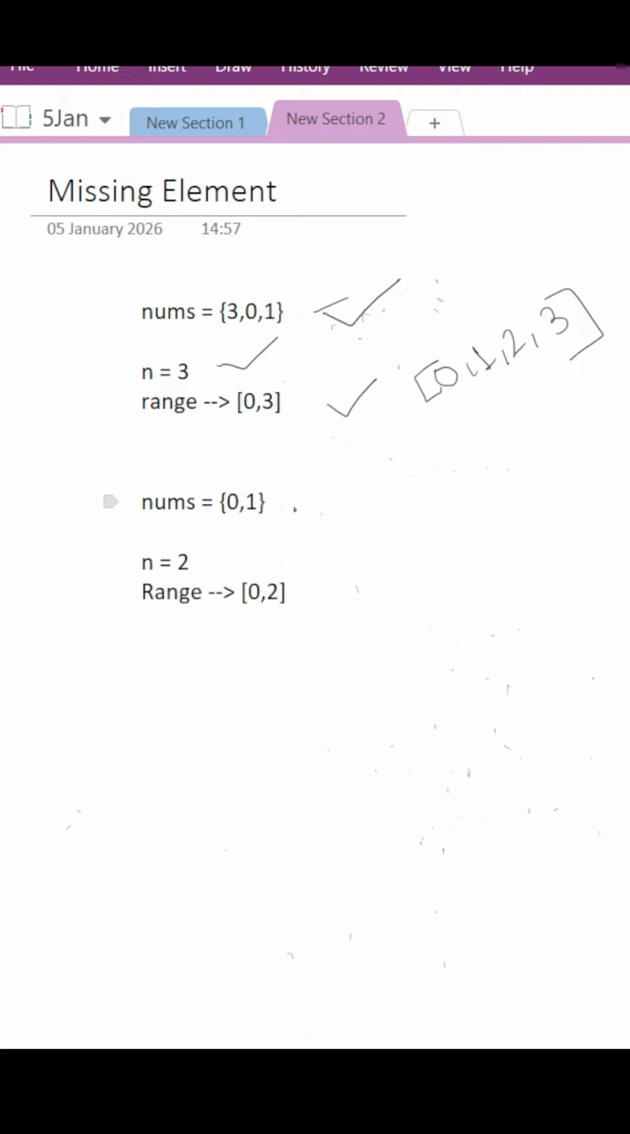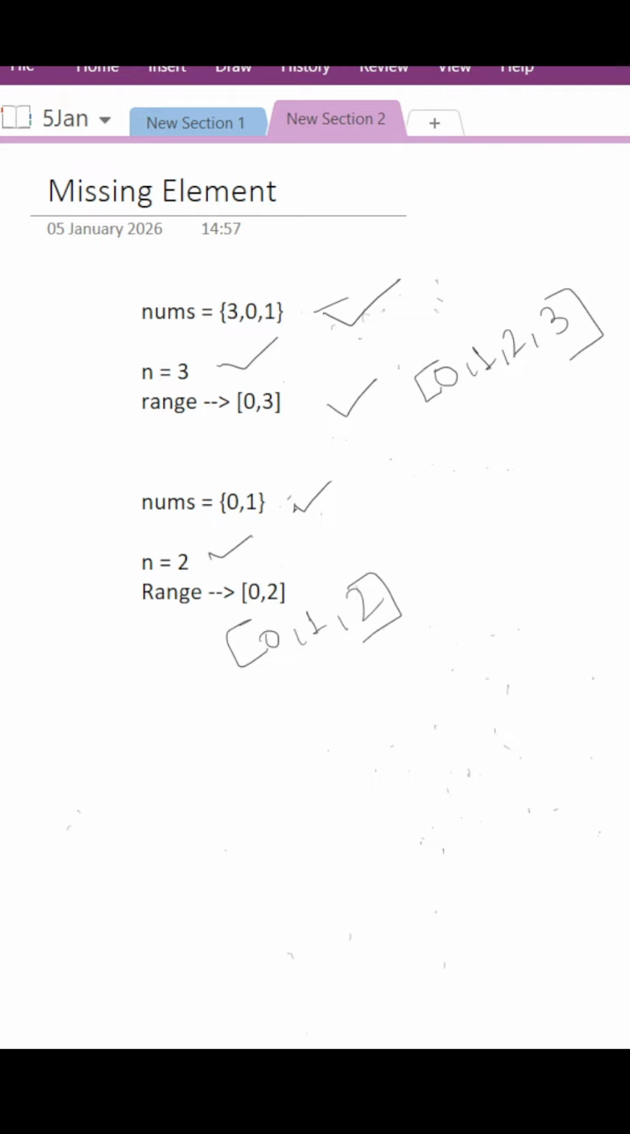For the second test case we have the elements 0 and 1. We are having two elements, so n equals to 2 and the range is from 0 to 2. The numbers expected to be in the array are 0, 1 and 2. But जो array given है उसमें 2 missing है. So 2 is the missing element.